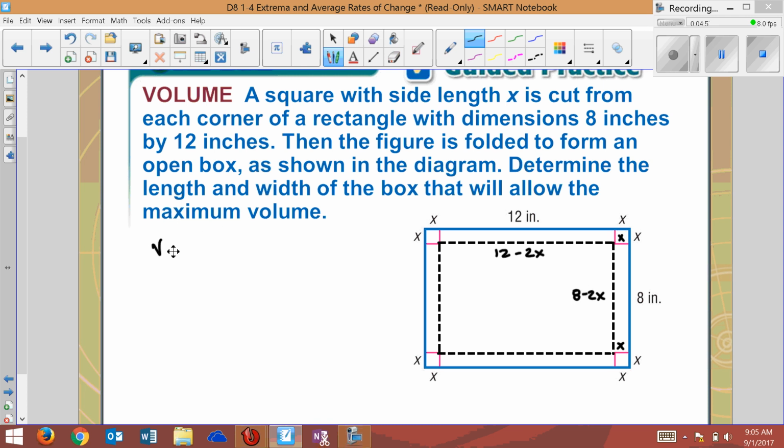So to find my volume, volume of the box would equal length, which is 12 minus 2x, times width, which is 8 minus 2x, times the height, which is simply x. We want to determine what value of x maximizes this. So let's go look at the graph.